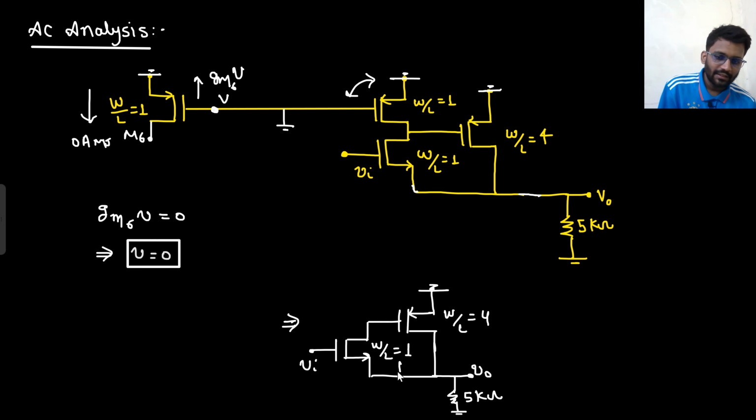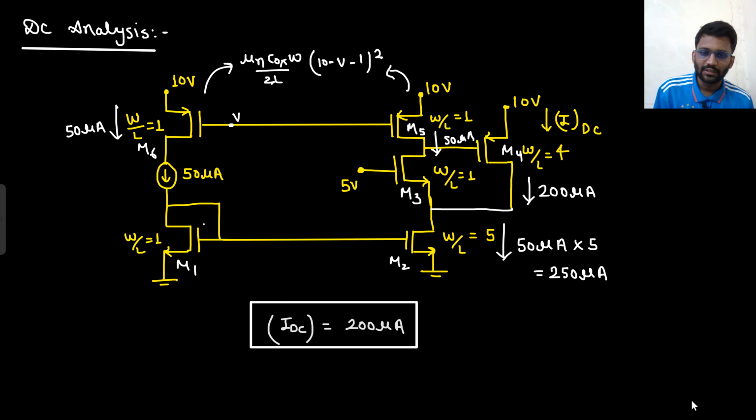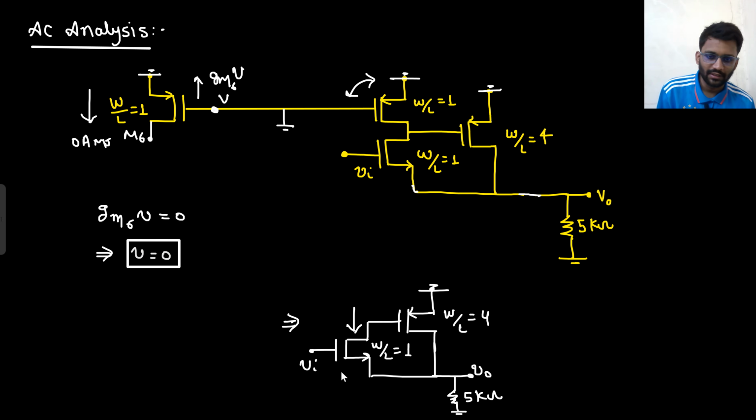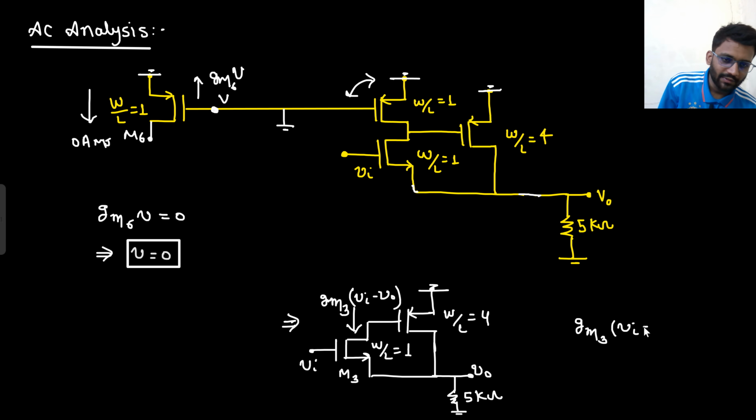What will be the current in this MOS? That would be, what was this transistor? M3. This transistor was M3. So what would that current be? That current would be gm3 (Vin minus Vo), right? The current in M3 MOS would be gm3 (Vin minus Vo), right?